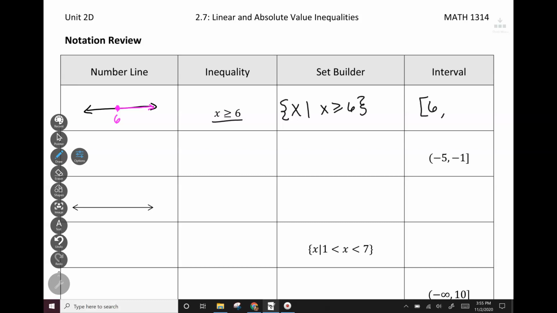And then you put your rightmost point. Looking over here at my number line, I'm shaded all the way to the right, and then there's an arrow, so that means infinity. My rightmost number would be infinity. And anytime you use infinity, you're going to put a parentheses.